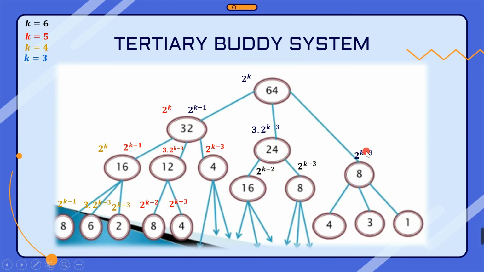For 2k minus 3 here, we must find the new k using the formula 2 power of k. So we can split into 3 parts using 3 different formulas. To make it simple, tertiary is a system that must split into 3 parts. For the first step, the block size is 2 power of k. It can be split using these 3 formulas. For this formula only, we split into 2 parts, and there is no need to find the new k.